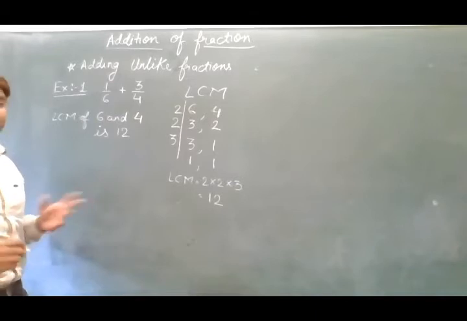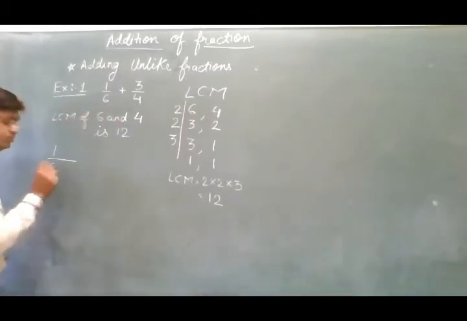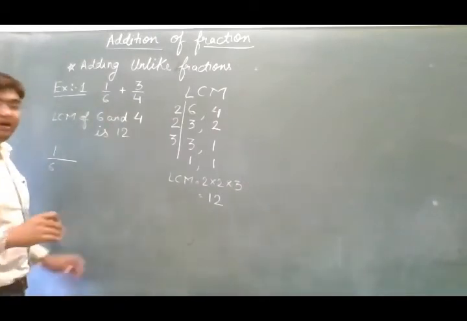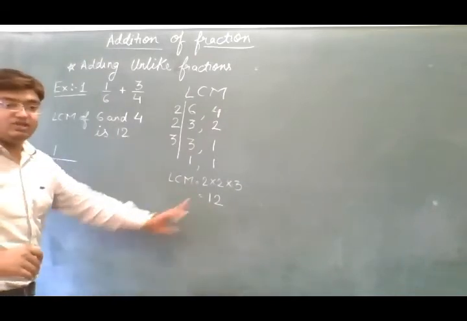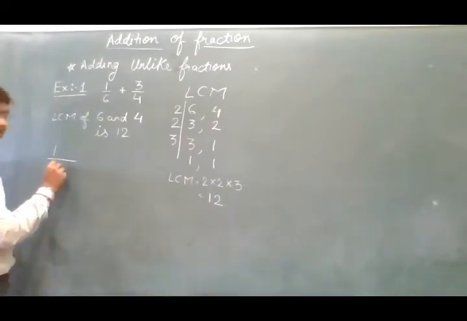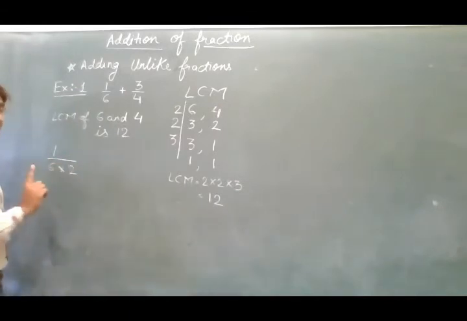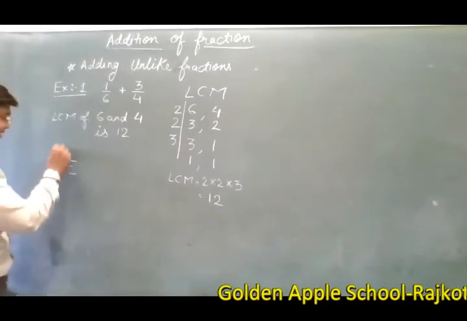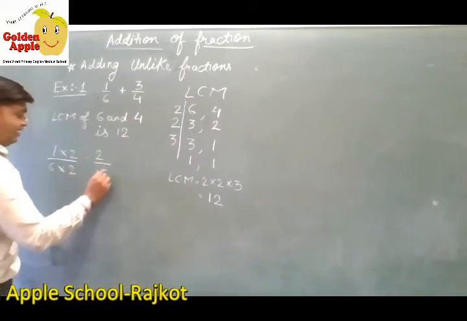After finding the LCM, we take the first fraction, 1 upon 6, and change the denominator by multiplying it in such a way that the result comes to 12. So we multiply 6 by 2, and by whichever number we multiply the denominator, we have to multiply the numerator by the same number. So 1 two is 2, 6 twos are 12.